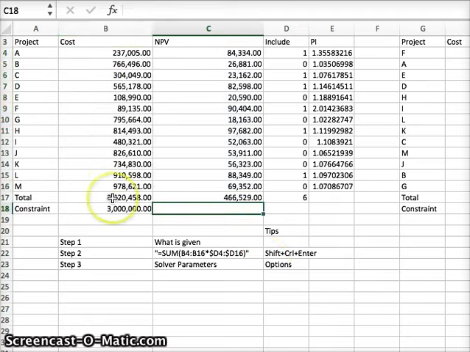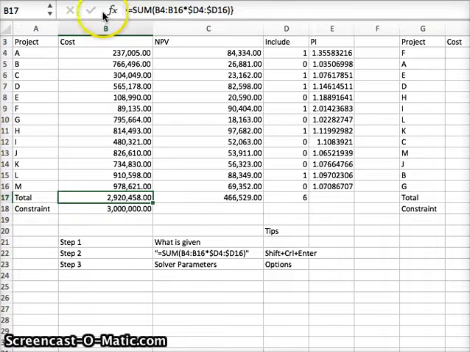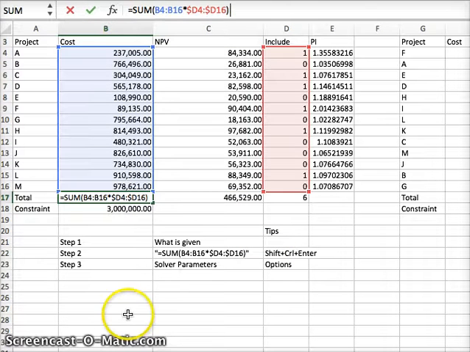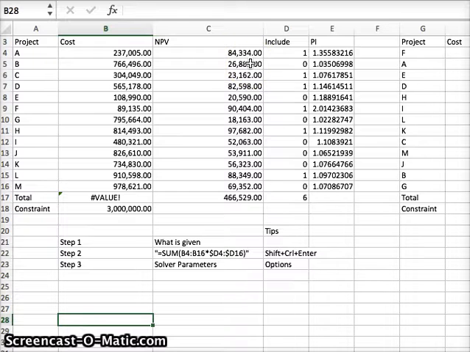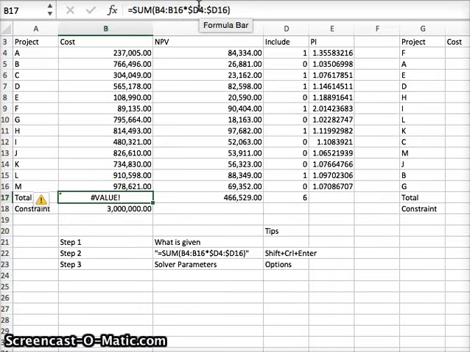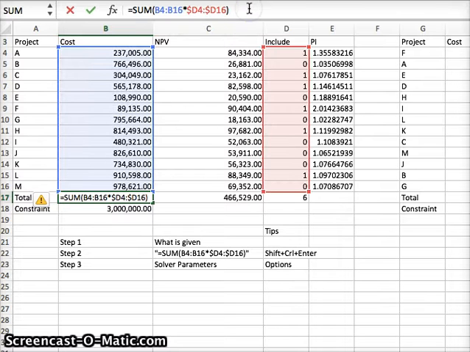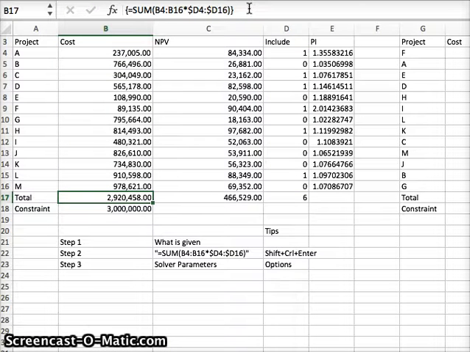And then after that, you need to calculate the total cost and total net present value. When you calculate the total cost, this equation does not work. The reason is that Excel doesn't understand what your idea is. So when you enter this equation, you have to use Shift Control plus Enter to enter it.